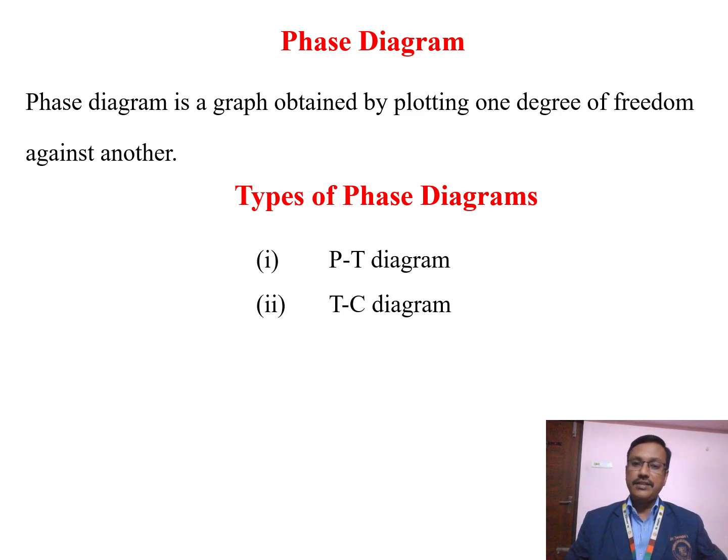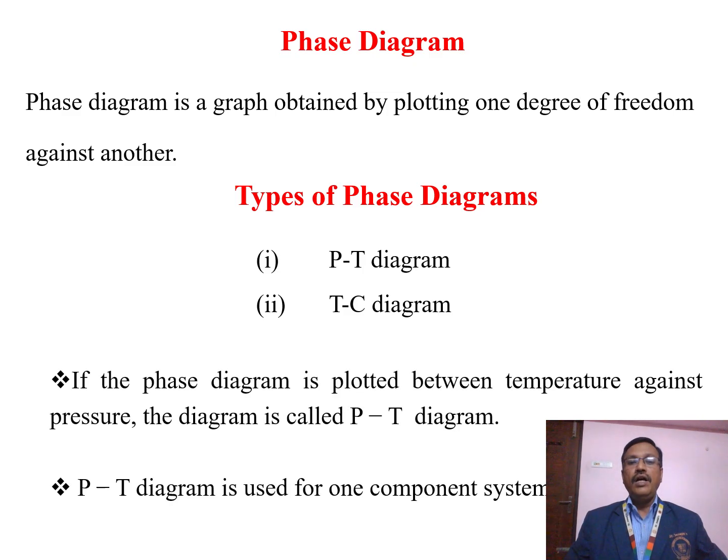Similarly, another method is also available where temperature will be taken on the y-axis and composition on the x-axis. Now the question may arise, why do we use two different phase diagrams? Under what conditions are these types of phase diagrams utilized? If the phase diagram is plotted between temperature and pressure, it is known as PT diagram. This PT diagram is mainly used for one component system. If it is a two component system, we will be using TC diagram.